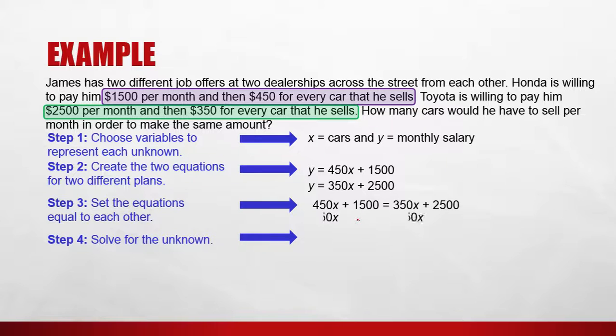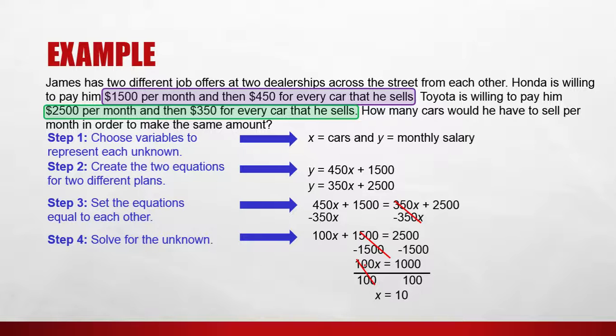I am subtracting 350x on both sides, giving us 100x plus 1,500 equals 2,500. Subtract 1,500 on both sides, giving us 100x equals 1,000. Divide by 100, we get x equals 10. That means James has to sell 10 cars per month in order for his salary to be the same.